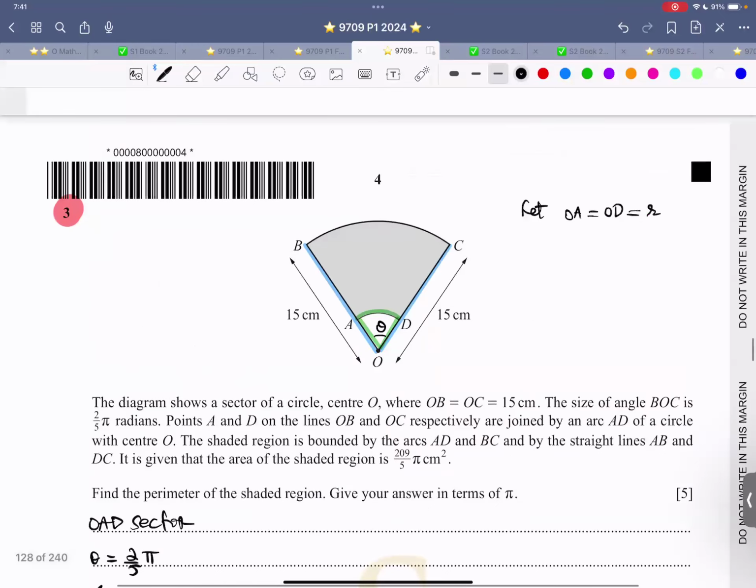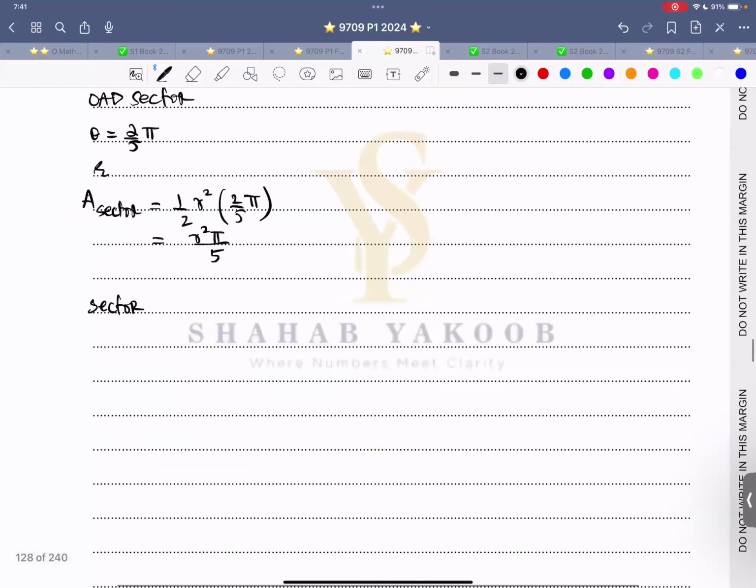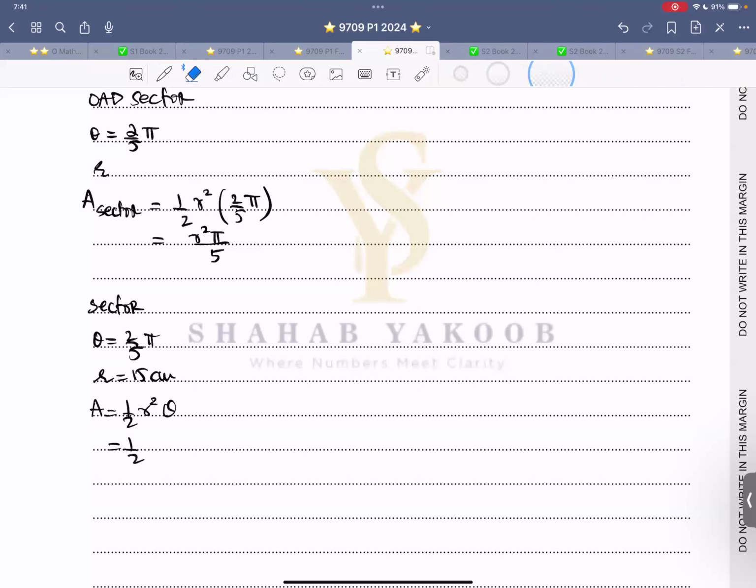And then let's talk about the big sector. What is the big sector? That is OBC with radius 15. OBC with radius 15, the angle is the same. So the radius is 15 centimeter. Therefore, area is half r squared theta. Over here, this r is not small r. This r is 15. Hold for a second. So let me just write it directly. Half, 15 squared, and theta is 2/5 pi.